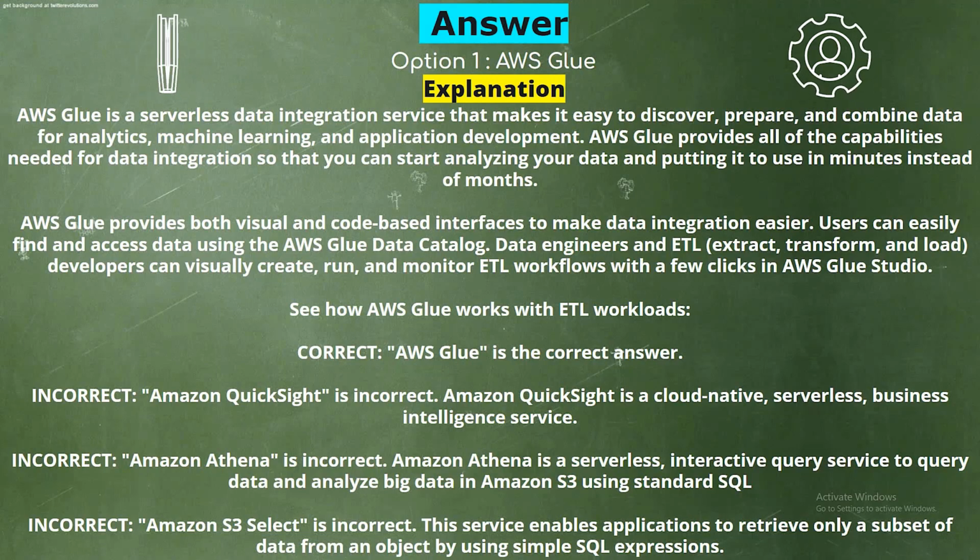See how AWS Glue works with ETL workloads. Correct. AWS Glue is the correct answer. Incorrect. Amazon QuickSight is incorrect. Amazon QuickSight is a cloud-native, serverless, business intelligence service. Incorrect. Amazon Athena is incorrect. Amazon Athena is a serverless, interactive query service to query data and analyze big data in Amazon S3 using standard SQL. Incorrect. Amazon S3 Select is incorrect. This service enables applications to retrieve only a subset of data from an object by using simple SQL expressions.